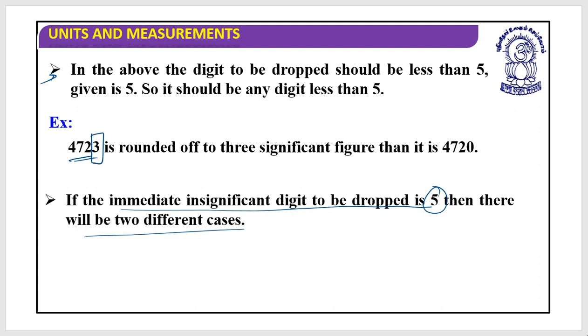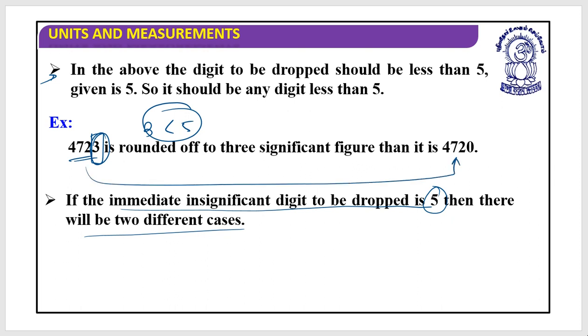So what I should do is drop this 3, as the number to be dropped is less than 5. 3 is less than 5. So I need to keep all the numbers as they are and simply add a 0 at the end. So it is 4720, and you know that 4720 has only 3 significant digits. So yes, our target is achieved.